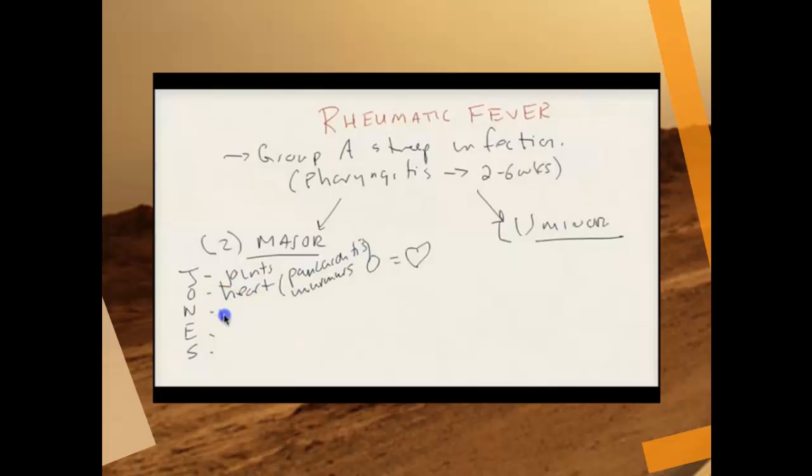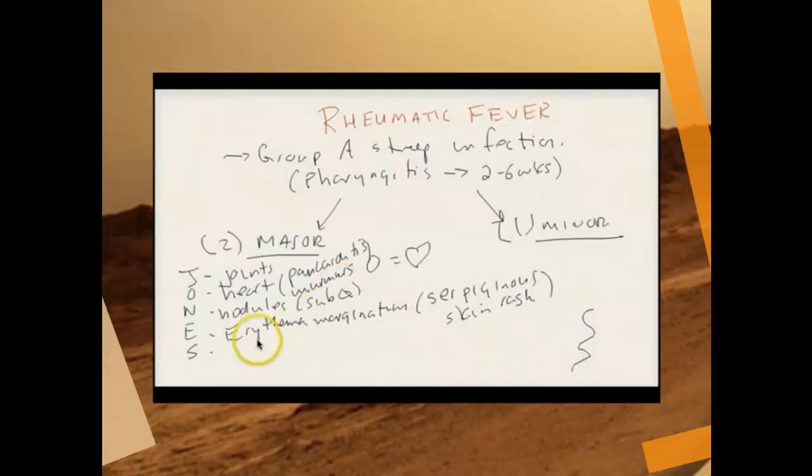The N stands for nodules. Nodules are found subcutaneously. E stands for erythema marginatum. This is what is described as a serpiginous skin rash. It's snake-like, so you see these snake-like lesions in the skin. S stands for Sydenham's chorea.